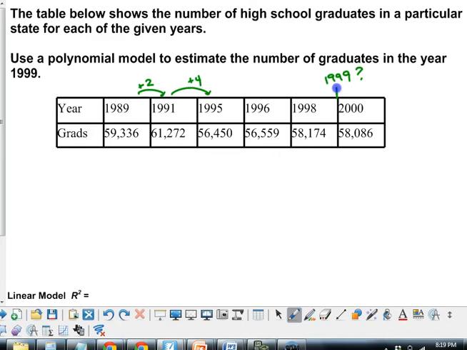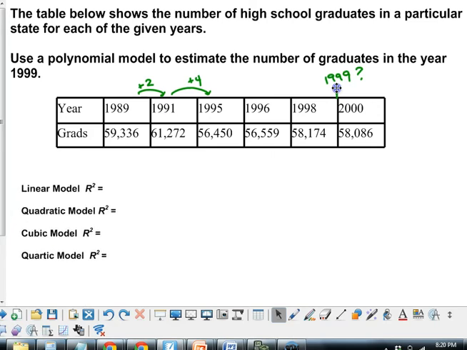What we're going to do is go to our calculator, and we're going to calculate something we call R squared. In finding R squared, we're going to find the R squared value for our linear regression, our quadratic regression, our cubic regression, and our quartic regression. Now, R squared, I won't go into all the detail, but it's a numerical value that gives us a measurement of how closely the regression equation that we come up with fits the data that we have.